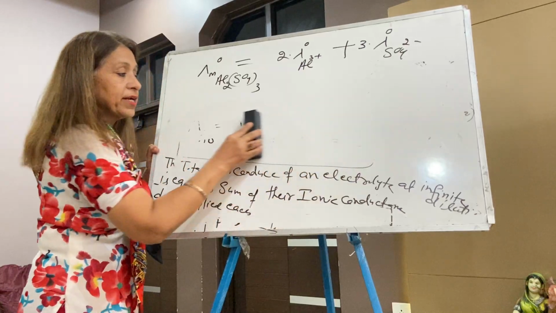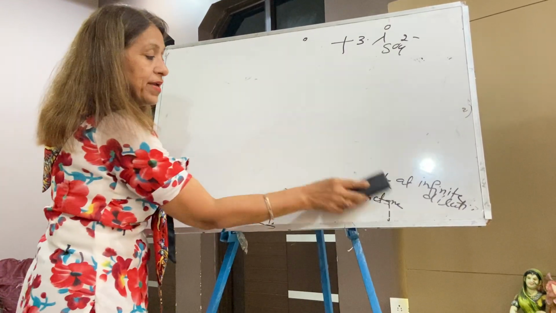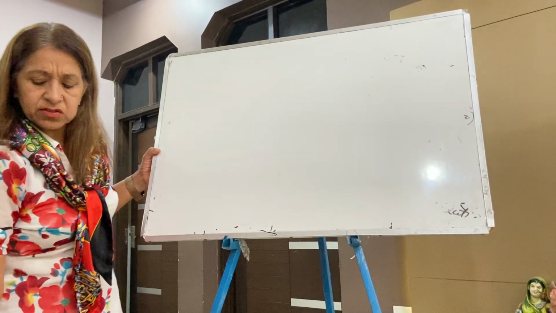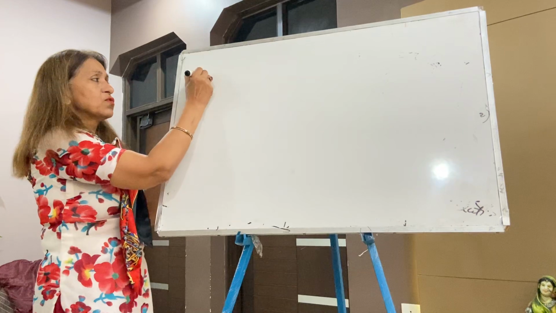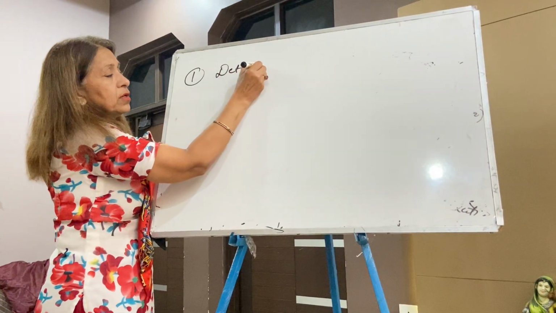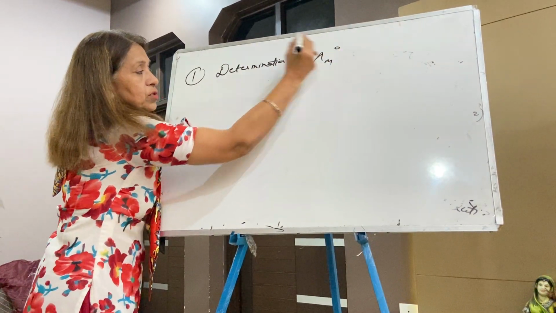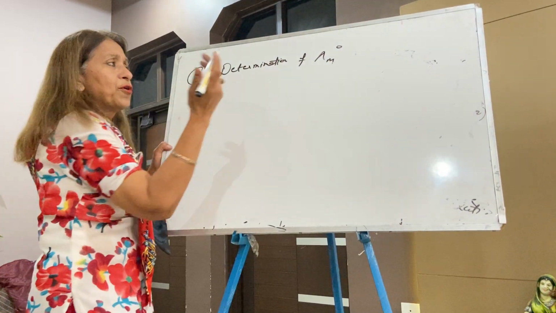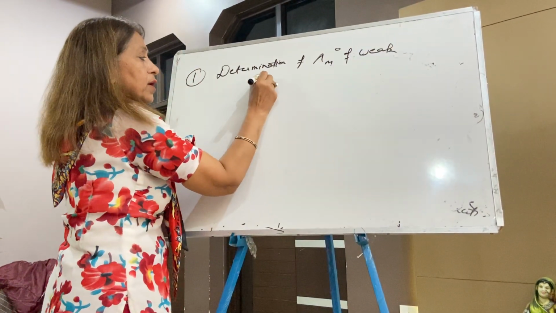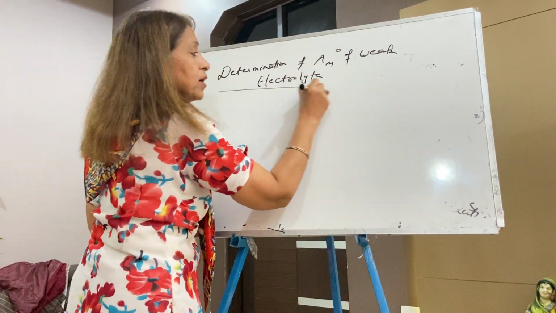Write down. Your next topic is application of Kohlrausch law. The first application, same thing, is determination of lambda m naught. You may write naught or infinity, the same thing, of a weak electrolyte. Determination of lambda m naught of a weak electrolyte.